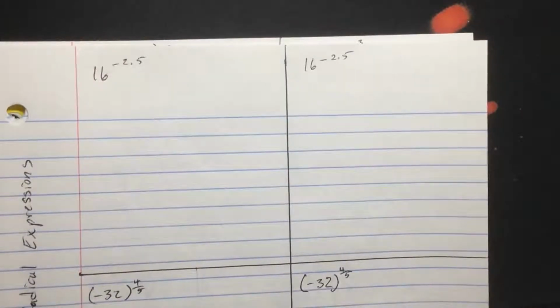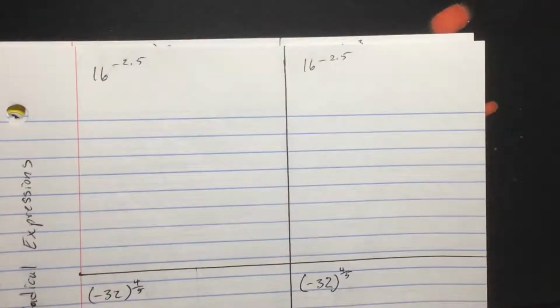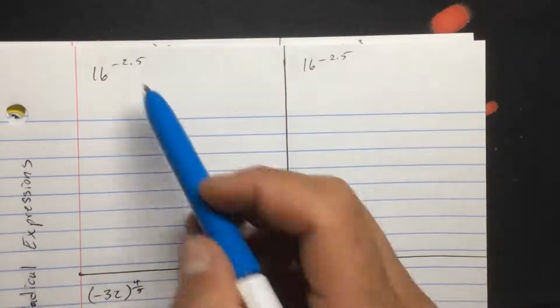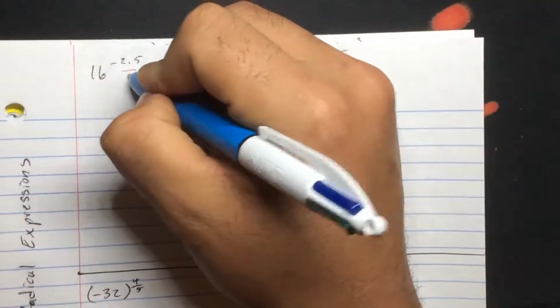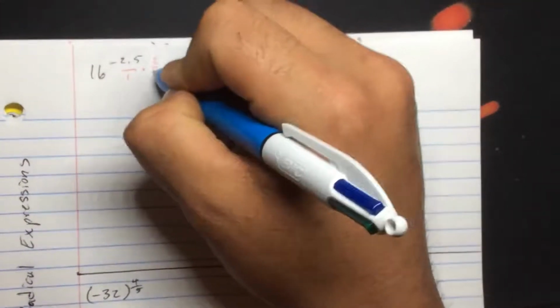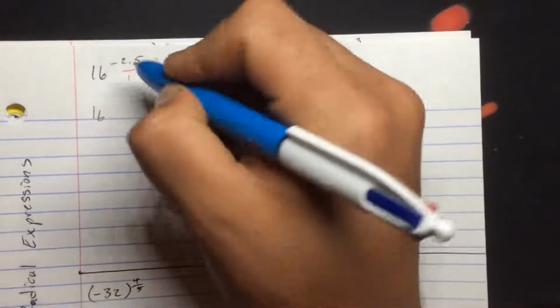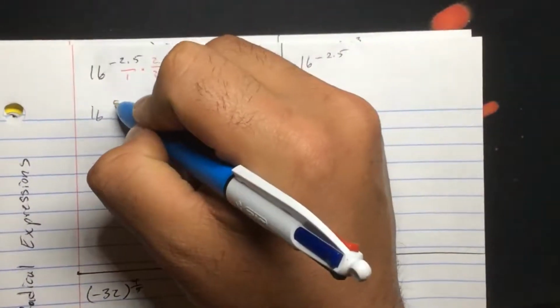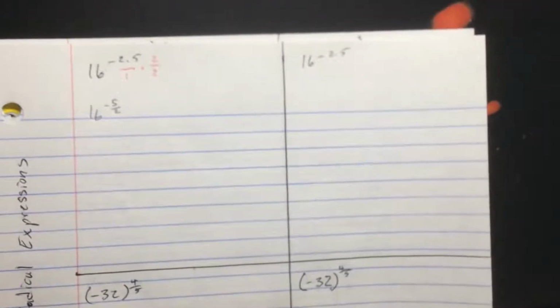So the first one here, we have 16 to the negative 2.5. Just as we did in the last videos, we're going to multiply the 2.5 by 2 over 2. So we're going to put this over 1, and multiply by 2 over 2 in order to get rid of our 2.5. That means we're going to have 16 to the negative 5 over 2 power. And then we're going to work with this and convert it.